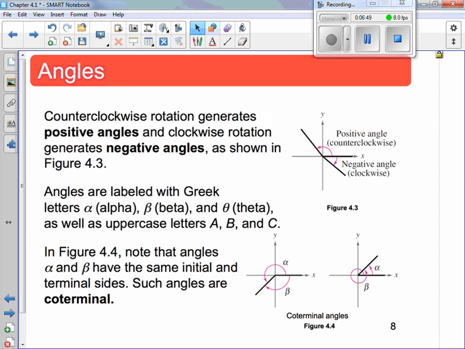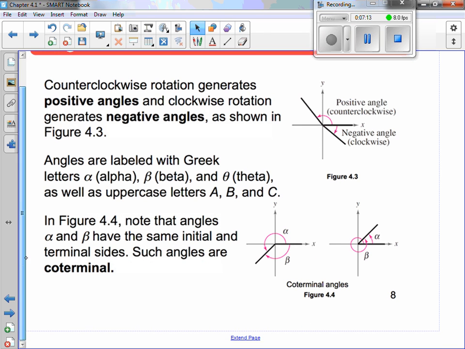Now, from here on out, we're going to use alpha, beta, and theta, these Greek letters, to describe angles. So if you see these coming up, it's just talking about an angle: sine of alpha, sine of beta. We're just talking about these different angles. So instead of using x, y, and z for an angle, we use alpha, beta, and theta. They're just describing an angle.